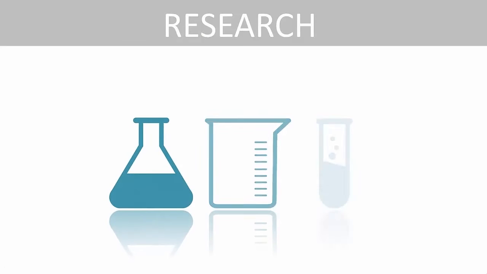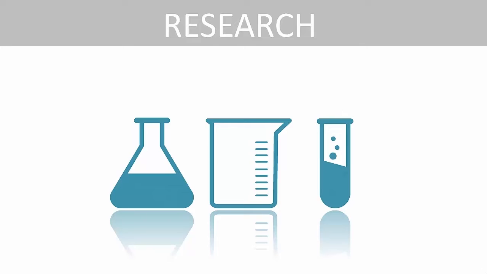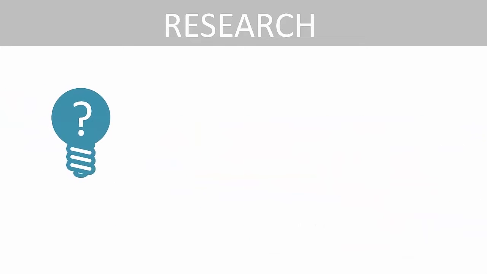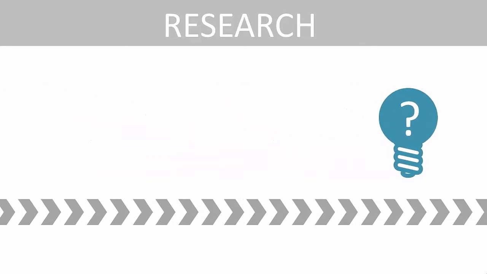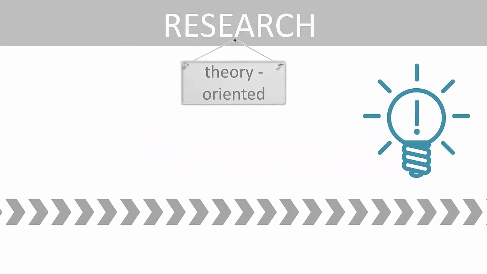Research. We often picture it to be taking place in a lab. It's a very strictly structured process with firm rules to find answers to questions that arise from our curiosity. By following the rules, we find new insights related to those questions. If done well, these insights tell us something about reality. This is what we call theory-oriented research.